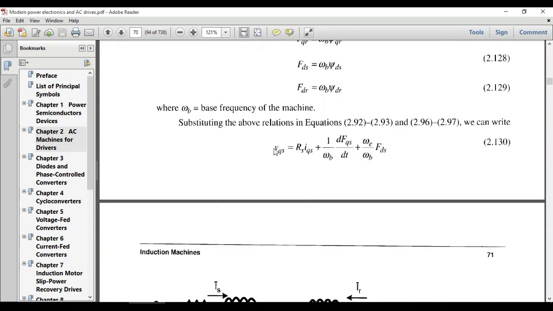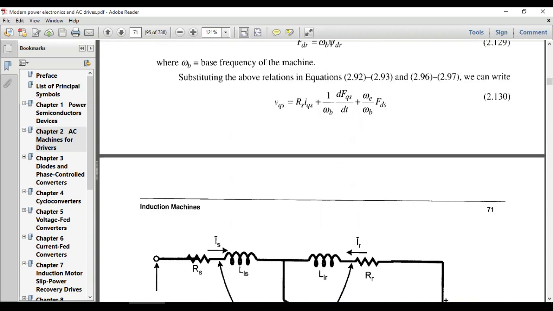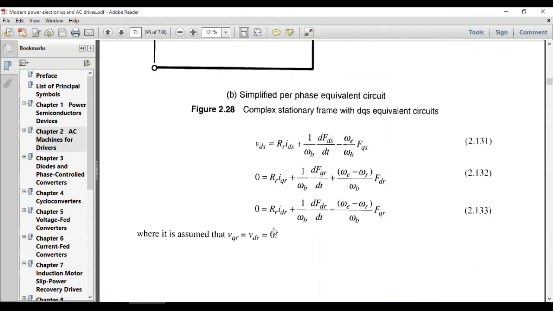You can see this is the equation for VQS, this is the stator resistance. Omega B is the base frequency. And this is the d by dt of flux. FQS is the quadrature axis flux at the stator, and FDS is the direct axis flux at the stator. Omega E is the synchronous speed and omega B is the base frequency. So this is the first equation, and the same equation I have used over here. Similarly, you can also check the other equations.